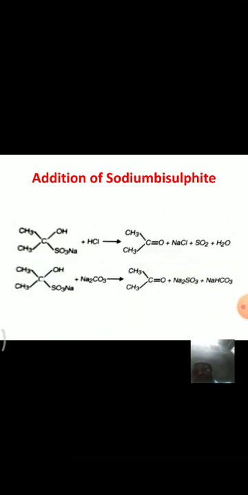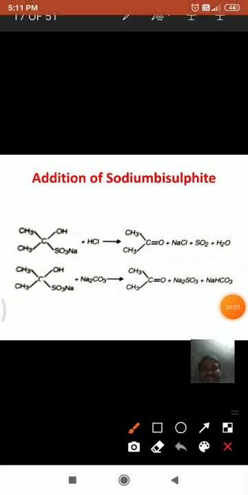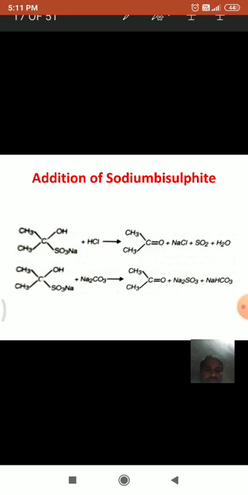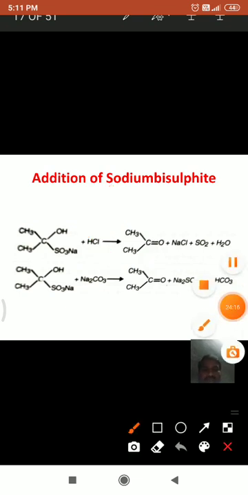And see here, these bisulfite addition products decompose on treating with acids. Again, they form the aldehydes, that is, carbonyl compounds. For example, see here, this is the bisulfite product. On treating with acids, it again forms the original carbonyl compound. That means treating with acids, they form the carbonyl compound again.